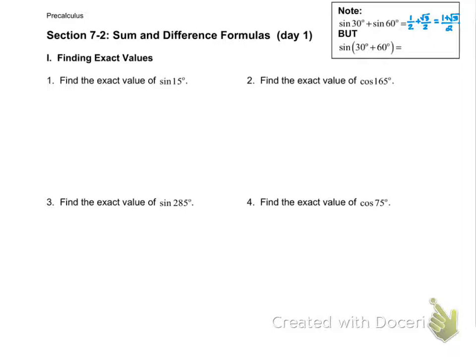However, if we were to write it where we're taking the sine of 30 plus 60, then we could simplify it into sine of 90 degrees, which from the unit circle equals 1. The thing to note with these two examples is that these are not the same thing.